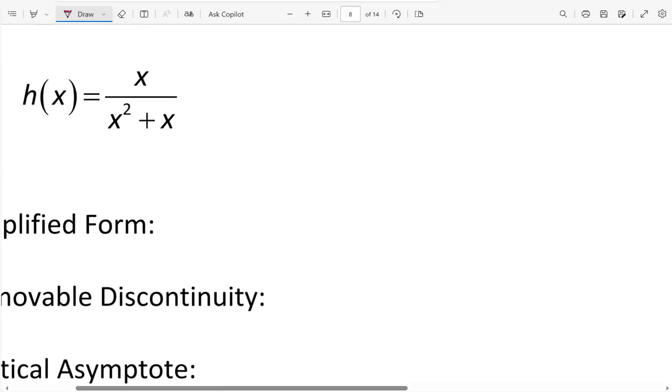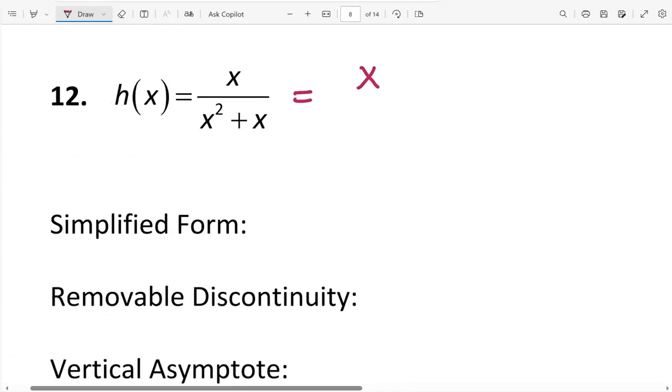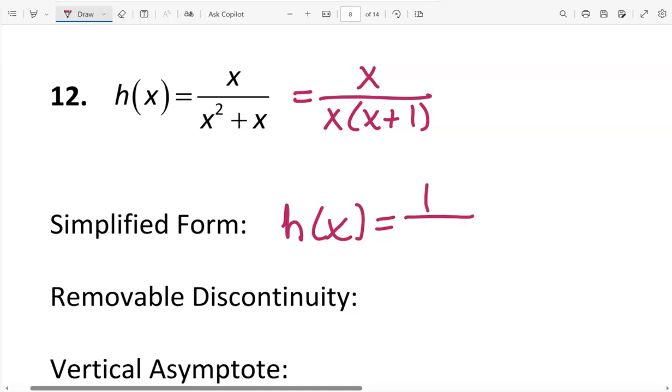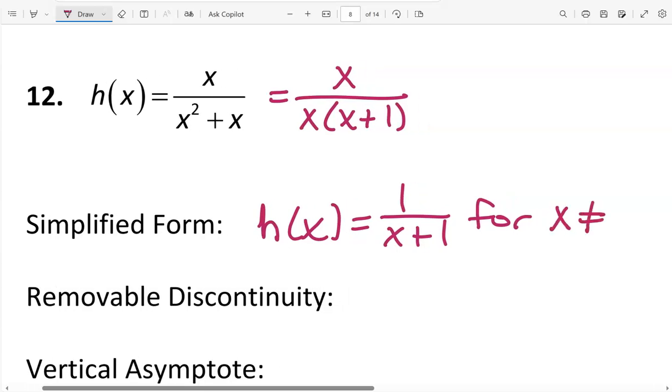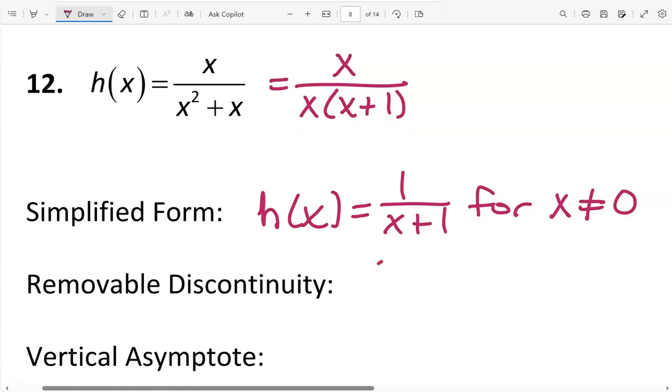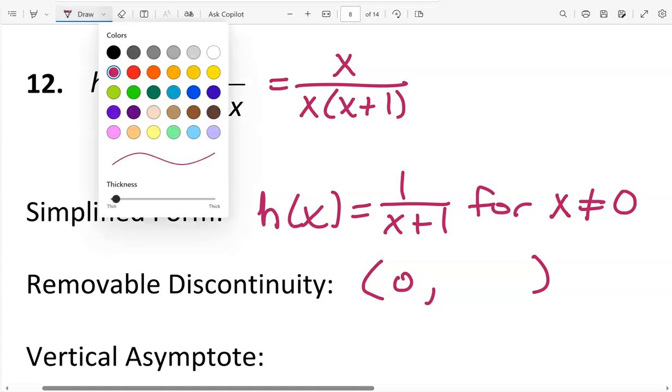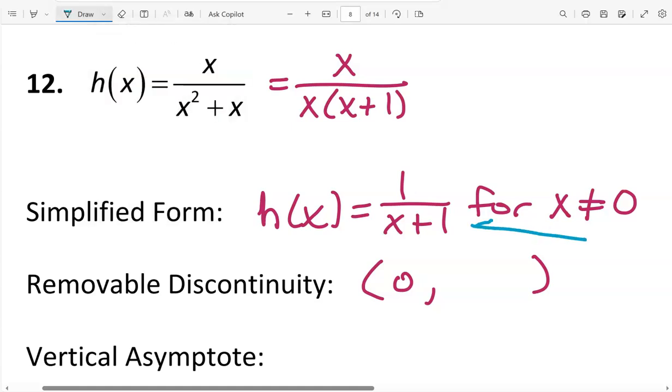In number 12, we can simplify by factoring that denominator into x times x plus 1. That means our simplified form will be h of x is equal to 1 divided by x plus 1, but now we need to acknowledge that we lost the factor of x in the denominator, so x cannot equal 0. That means that we have a removable discontinuity when x is equal to 0. Take that simplified form and replace x with 0. 1 over 0 plus 1 is 1. So that gives us a 1 for the y-coordinate of the removable discontinuity.